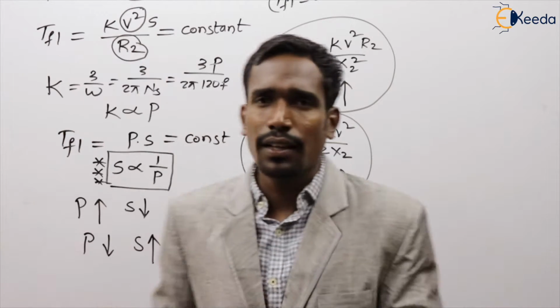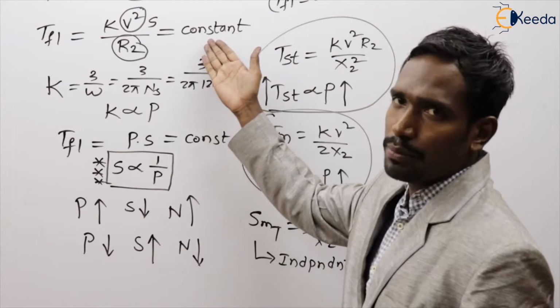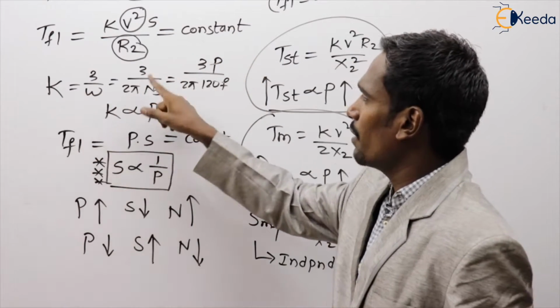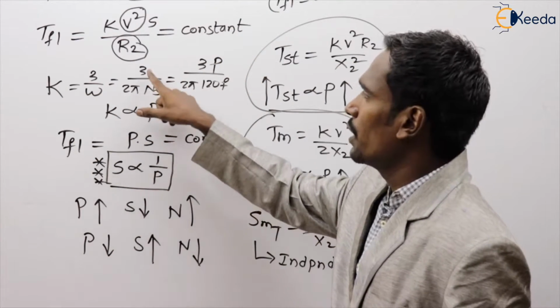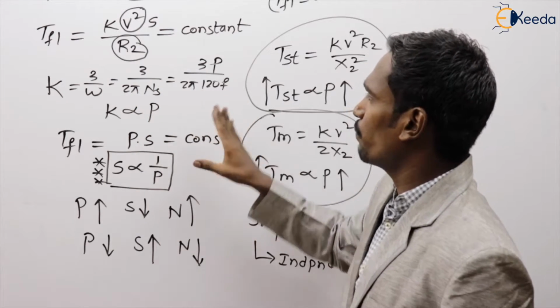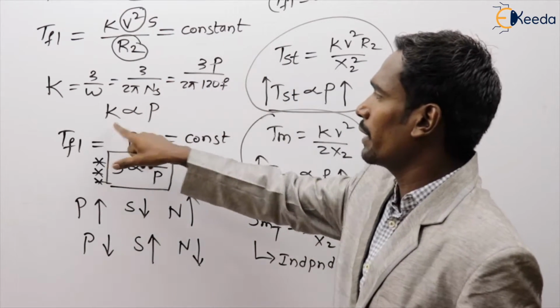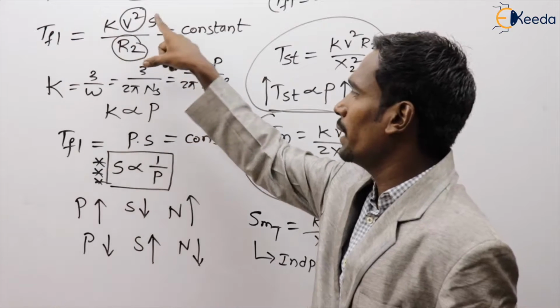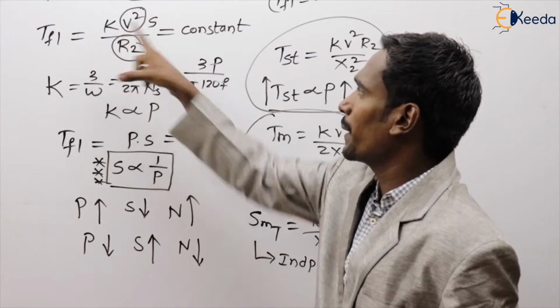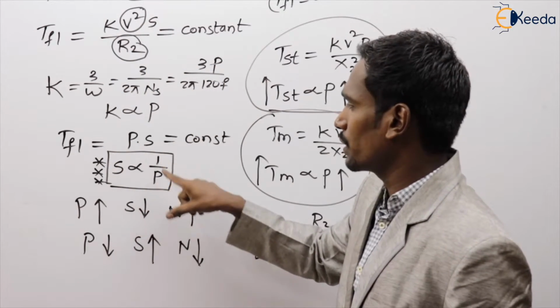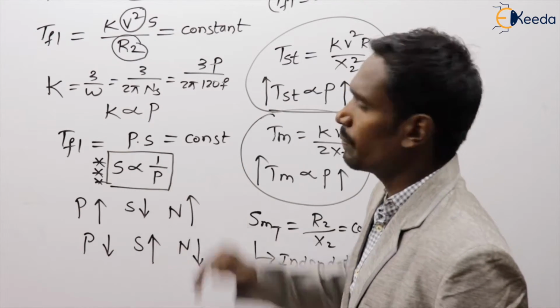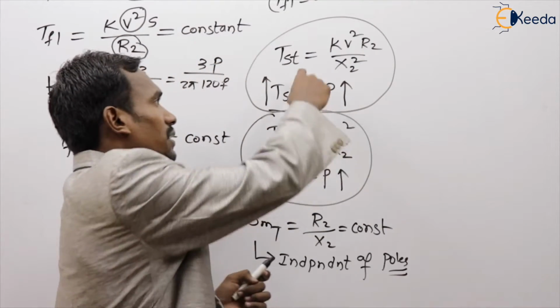So let us see what happens. Full load torque constant, I am checking here. K is equal to 3 by omega, 3 by 2 pi ns, 120 f by P. K is directly proportional to P. P into s should be constant, nothing but slip is inversely proportional to P. This is important.